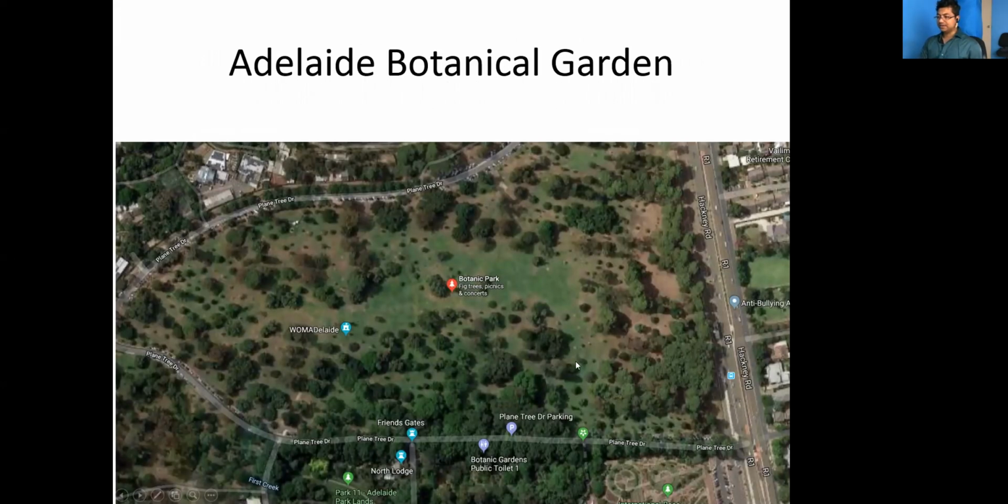That's Botanic Park. You see that it has been surrounded by Plaintree Drive, on the right side the Hackney Road. This side is still Plaintree Drive, and this is a little bit far from the Adelaide University. To go in depth of your calculation, this side is basically the Adelaide University. So it's north, south, east, west. It's up to you how you define it, but you need to calculate the area of the Adelaide Botanical Garden.